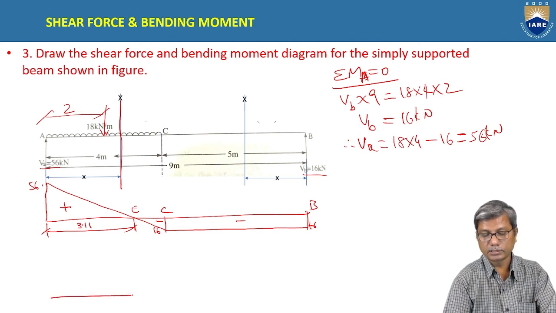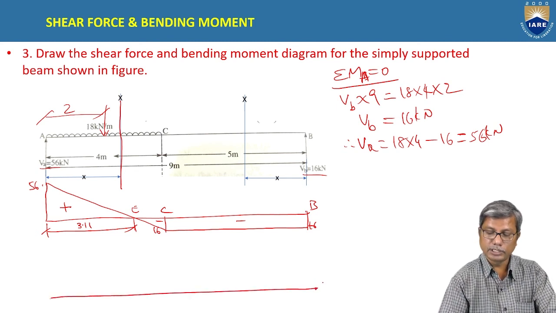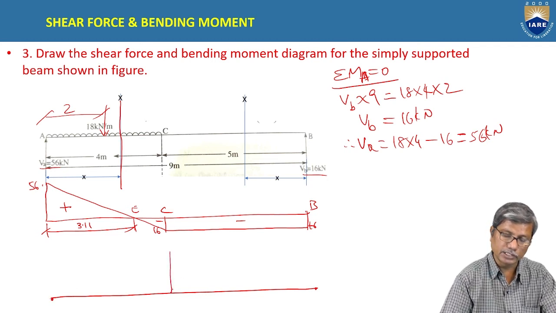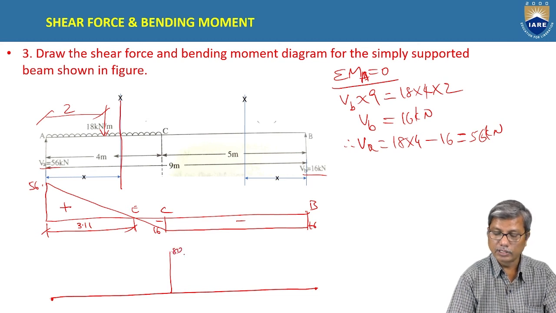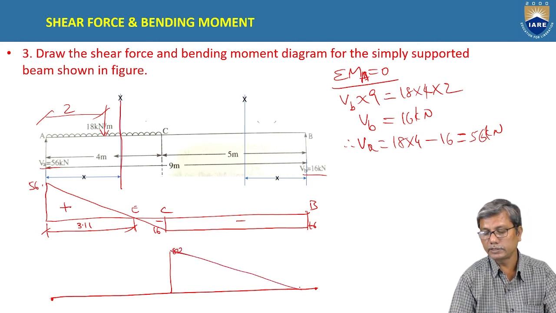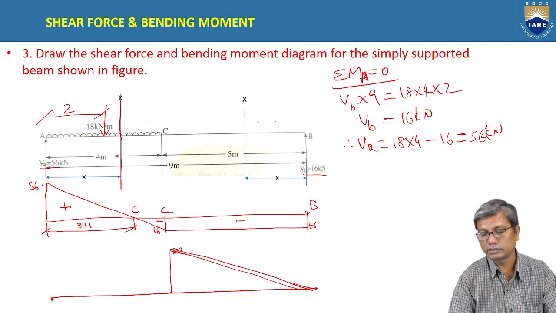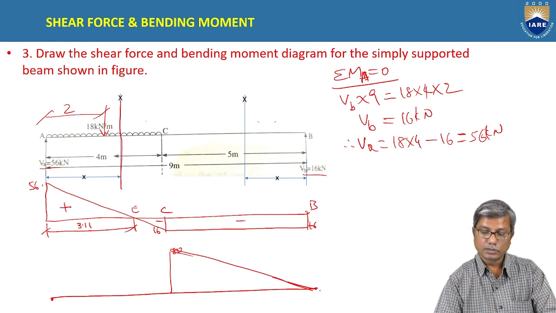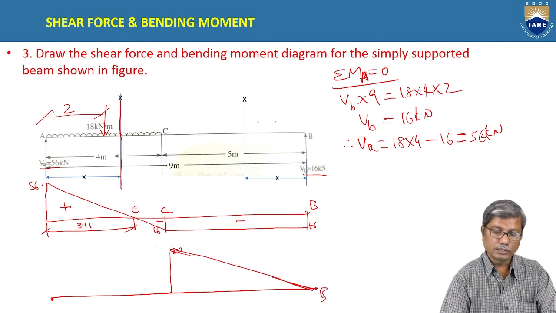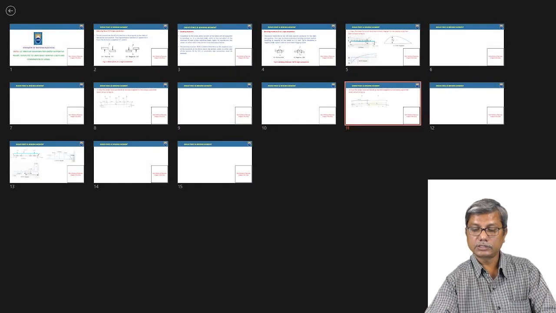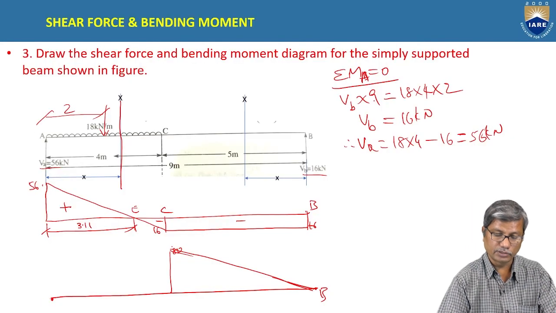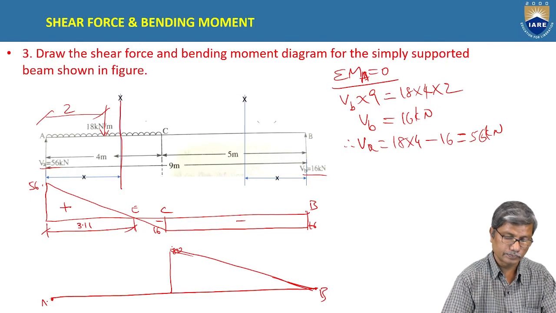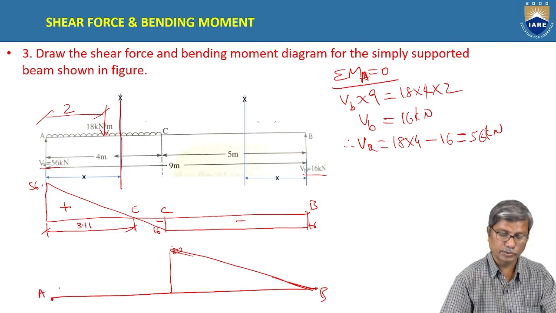Next, coming to bending moment. At B it is 0, at A it is 0, and at C it is 80. And in between BC, it remains a straight line. It varies linearly. Okay. And between A and C, it varies parabolically. Okay. Understand? It varies parabolically here.